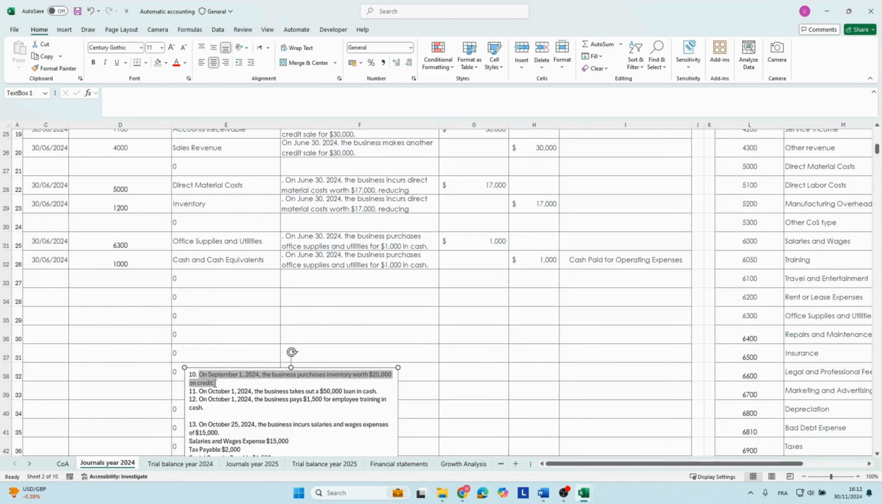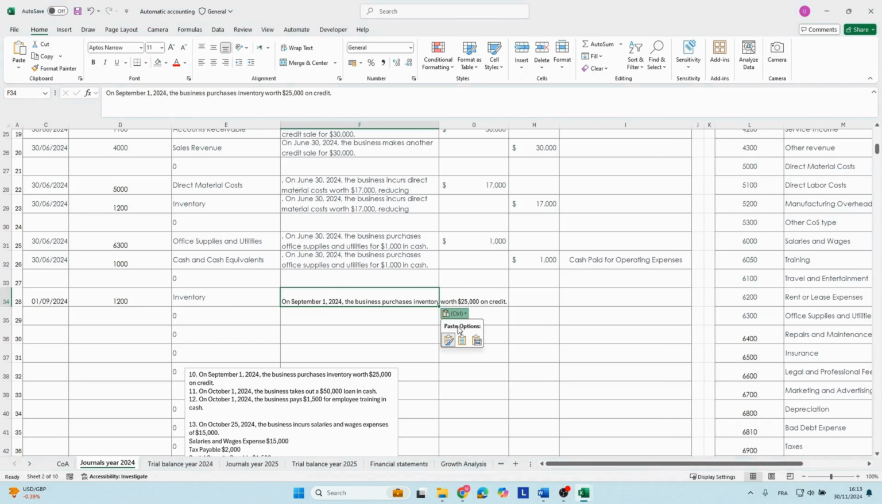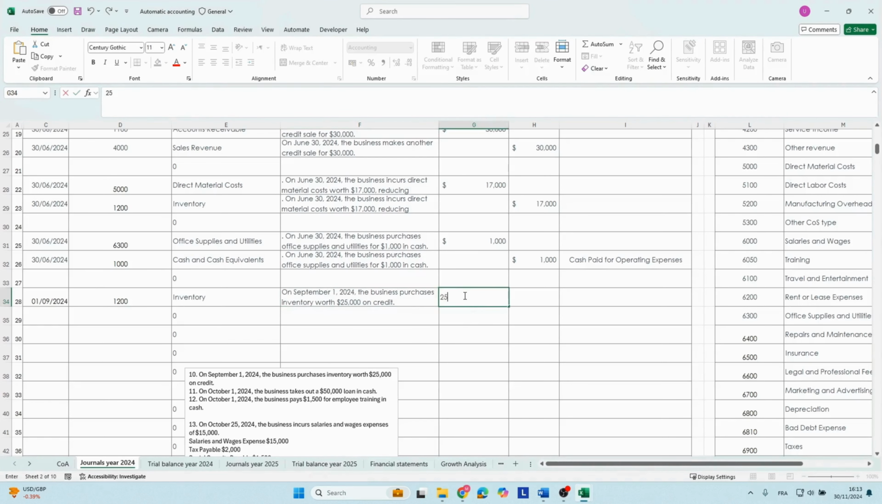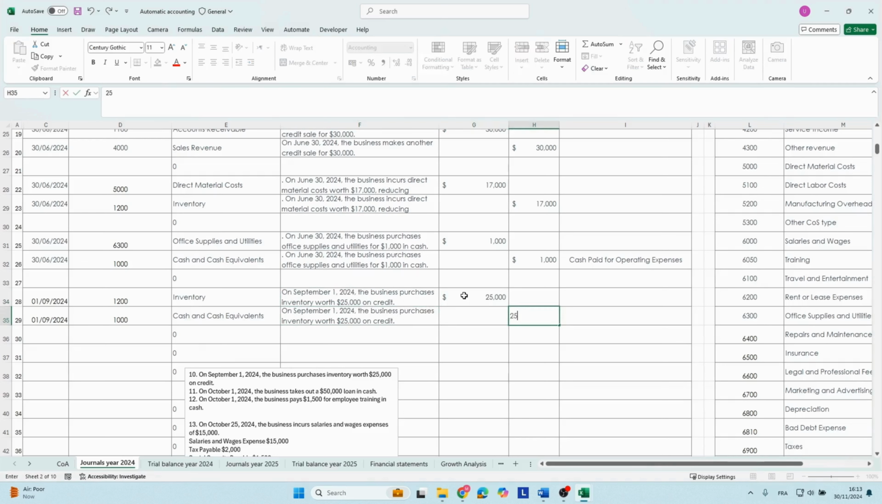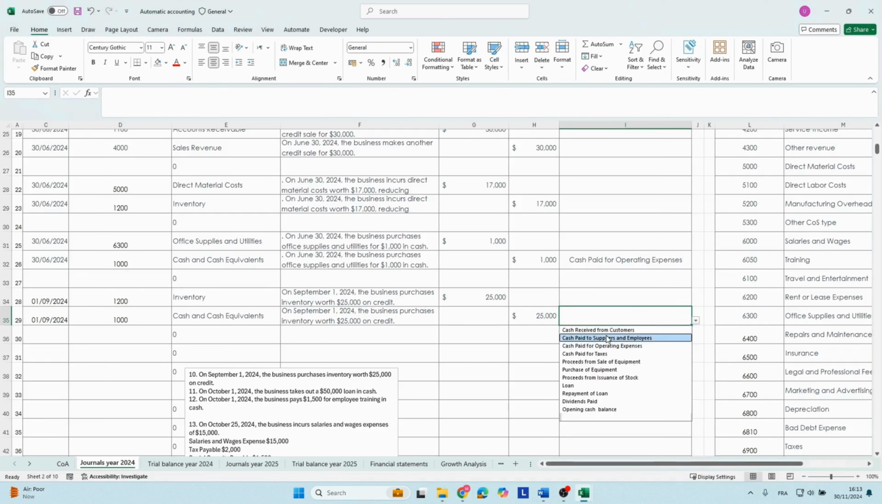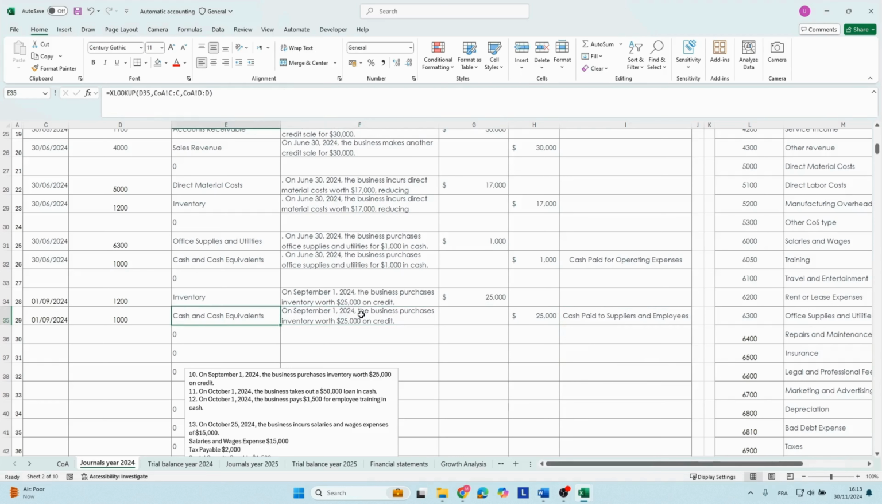Then we continue to the next transaction. On September 1st, the business purchased inventory worth 25,000. So here we purchase inventory. That means we increase our inventory. It will be on debit, 25,000. We reduce the cash account. Put the same description. The same amount should be in credit, and we put the type for this transaction, and we get 25,000.